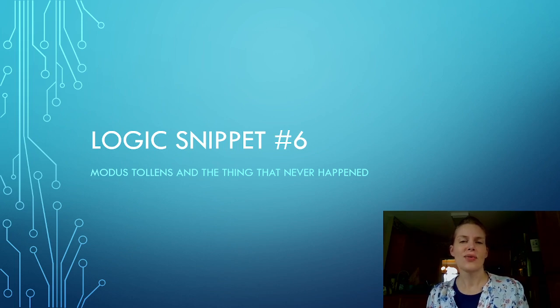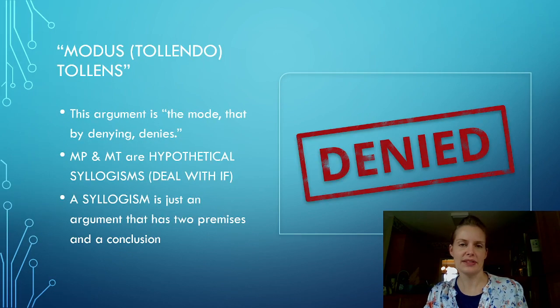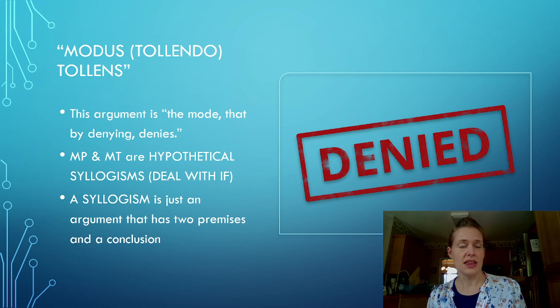Hi guys, welcome to Logic Snippet number 6, in which we cover the modus tollens and the thing that never happened. So, modus tollens. This is the twin to the modus ponens, and just like the modus ponens, that's not its whole name. Its whole name is modus tollendo tollens, and it means the mode that by denying denies, which does feel redundant, and so we just call it the modus tollens.